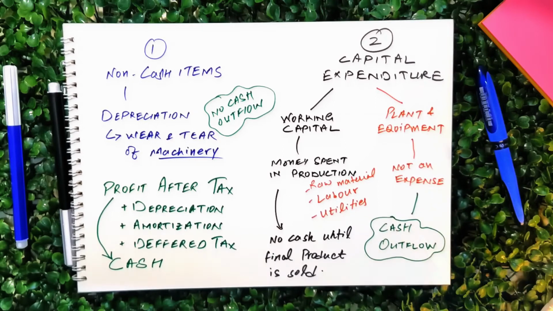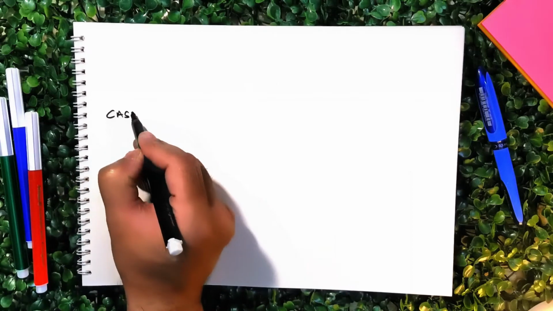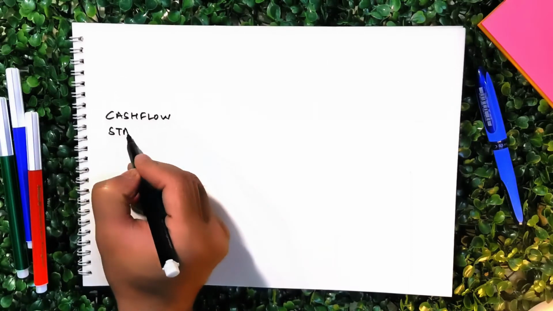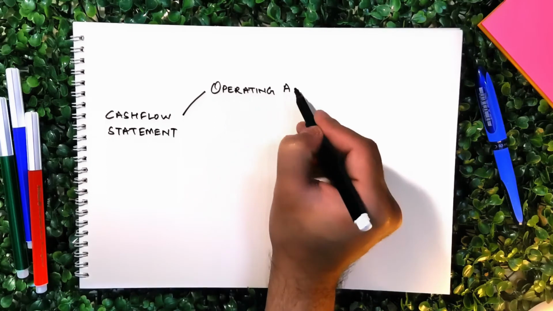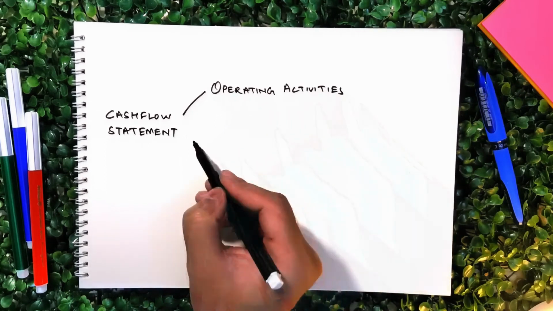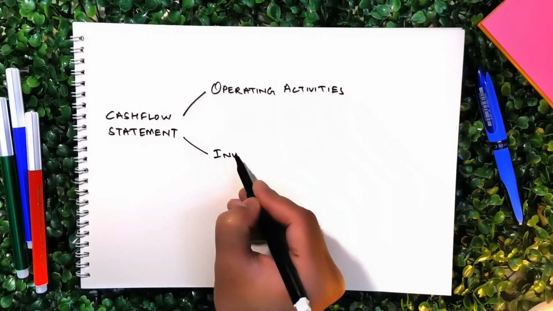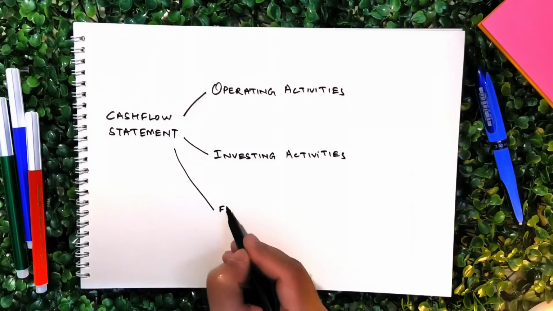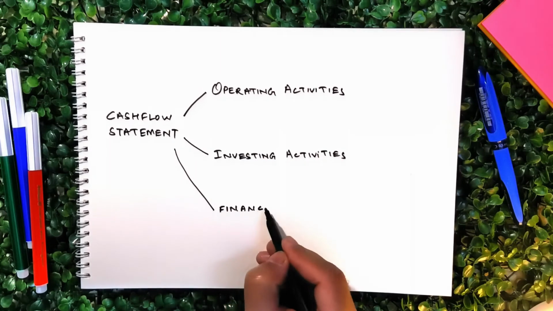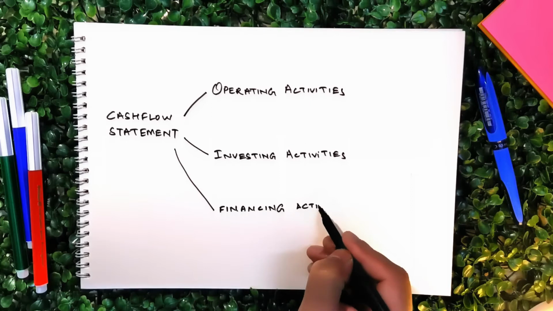To understand the real movement of cash in a company, we prepare the cash flow statement. Cash flow statement has three segments. Operating activities shows cash generated from operations. Investing activities show details of where the cash is invested, and financing activities show how the company is being financed.